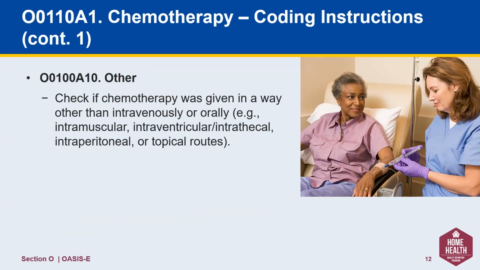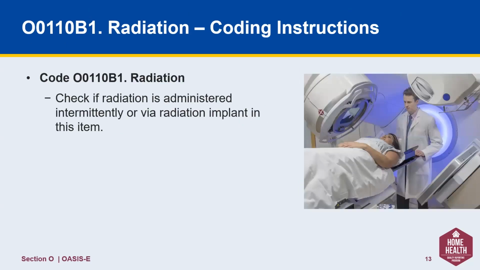Other category would be used if the chemotherapy was given in a way other than intravenously or orally. For example, intramuscularly, intraventricular, intrathecal, intraperitoneal, or topical routes. Next, we have O0110B1 radiation. Check if radiation is administered intermittently or via a radiation implant.